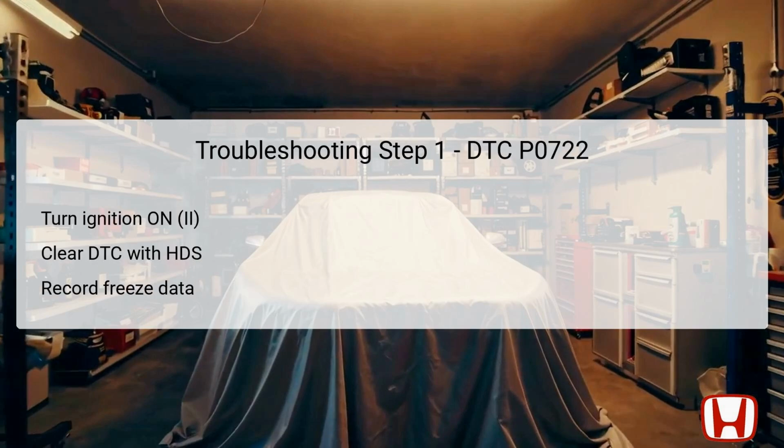The first step in troubleshooting DTC P0722 is to turn the ignition to the on position, or I, without starting the engine. Once powered, use the Honda Diagnostic System HDS to clear any stored diagnostic trouble codes. It's crucial to record freeze data, which contains valuable information about conditions during the failure.